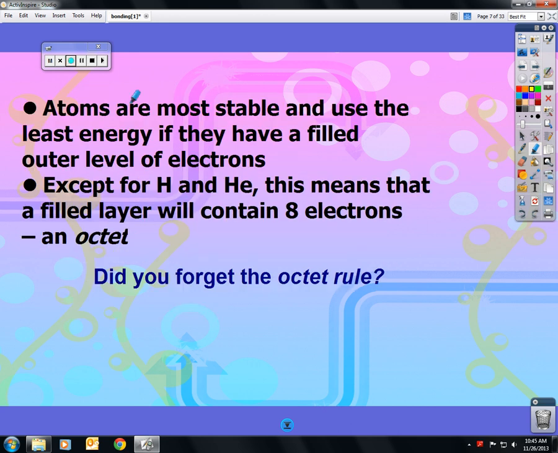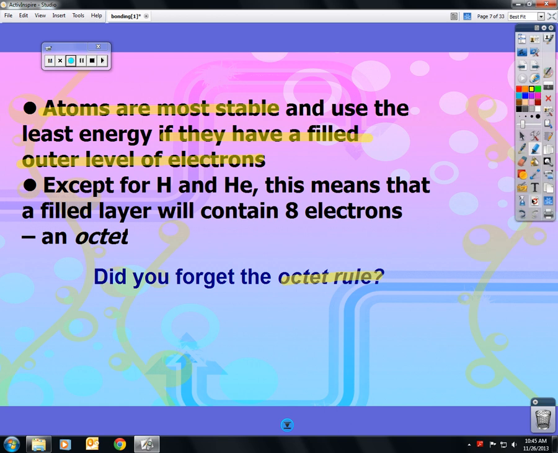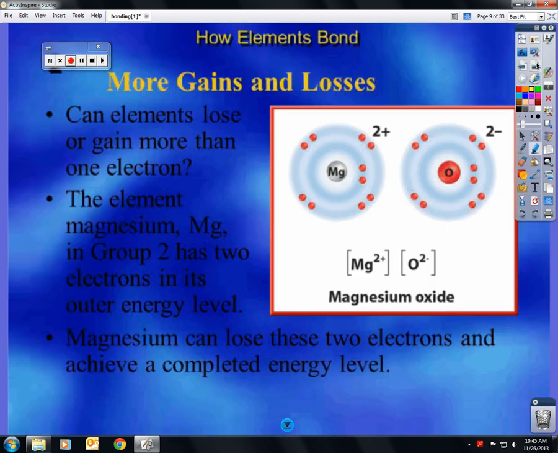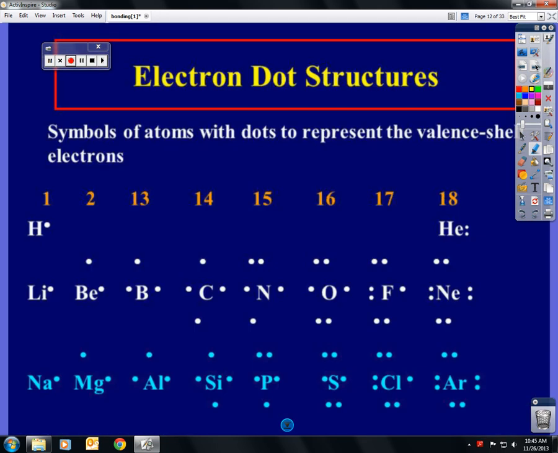It says that atoms are most stable if they have a filled outer level of electrons. And then it says, do not forget the octet rule. Remember, it can only hold 8, so it's always trying to reach 8. And then here it talks about how they gain and lose electrons. I want to skip that for a moment. Skip this, skip this. These are just electron dot structures.